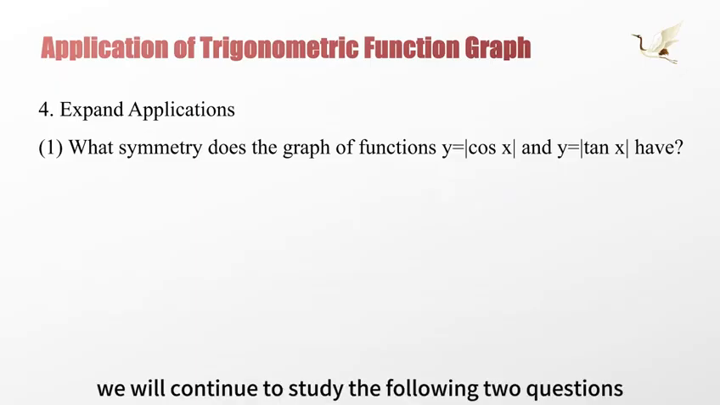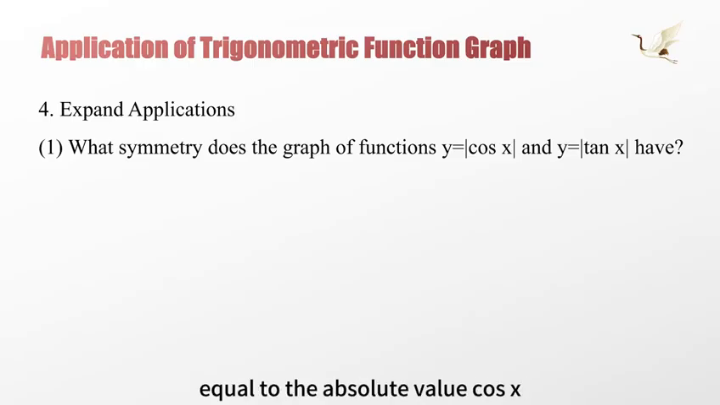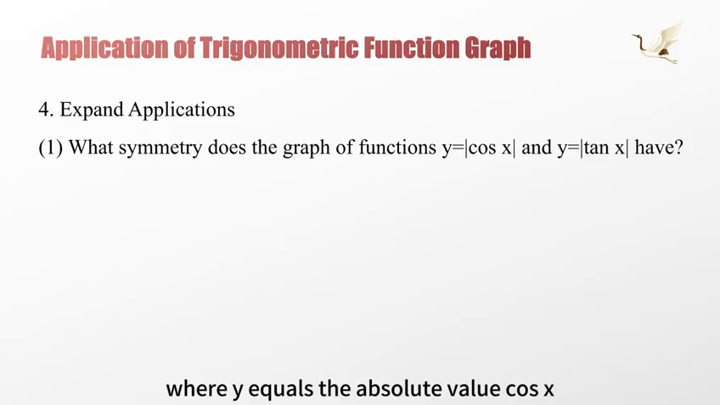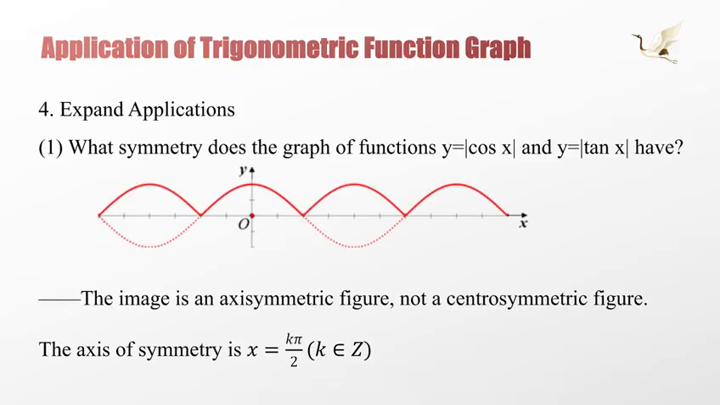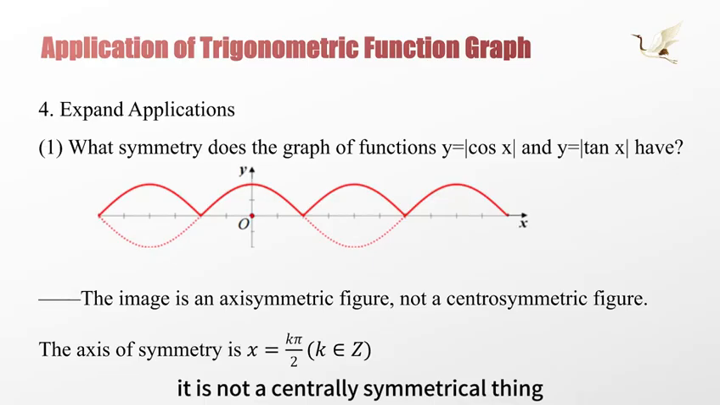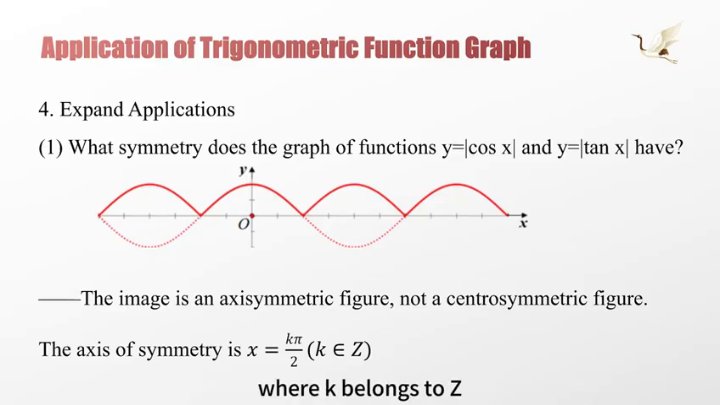Next, we will continue to study the following two questions. What symmetry does the graph of the function y equals the absolute value of cosine x and y equals the absolute value of tangent x have? Let's first take a look at the image where y equals the absolute value of cosine x. Through observation, we see this image is an axisymmetric figure. It is not centrally symmetric, and the axis of symmetry is x equals ½ k pi, where k belongs to Z.